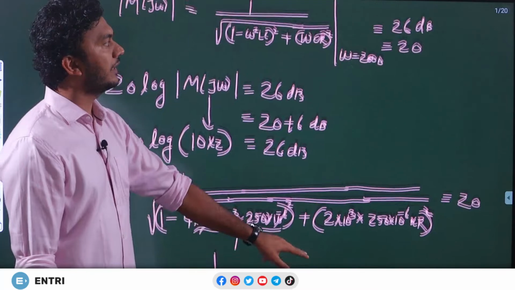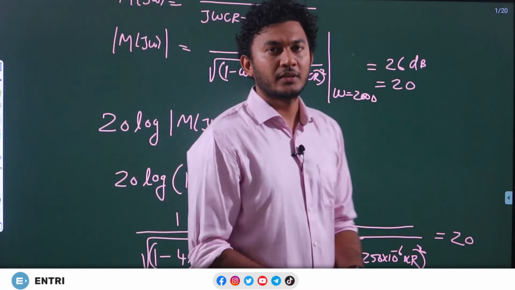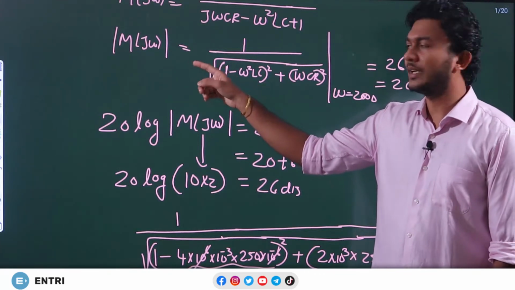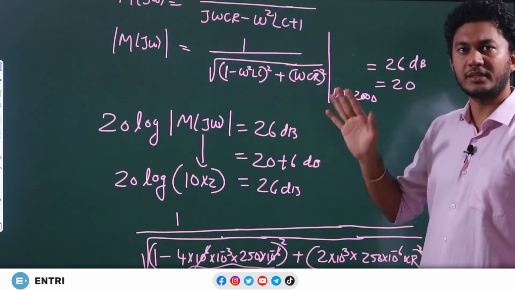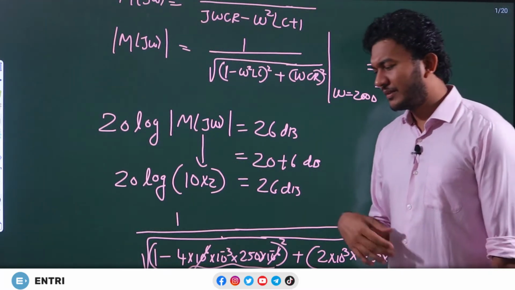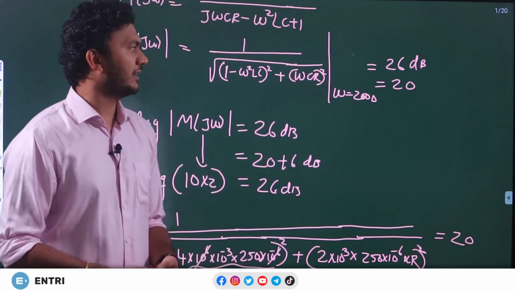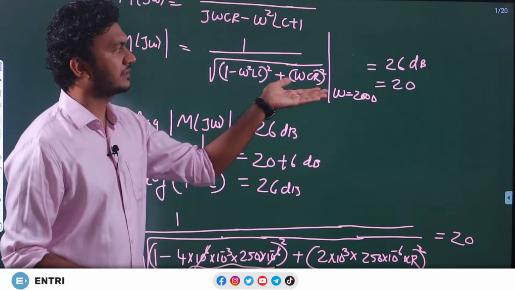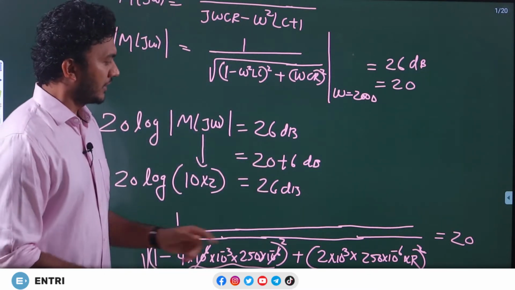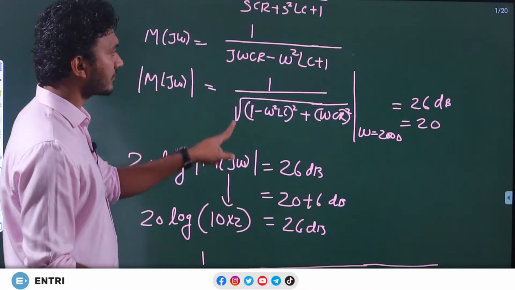The only one mistake you are going to make: do not substitute 26 dB, or otherwise you have to take the logarithm, 20 log of this magnitude equal to 26, that is correct. Then it is going to be somewhat difficult for you, right? So, you take this 20. Okay. So, we will move on to the next question.